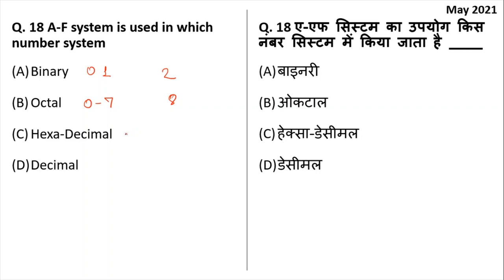Okay, hexadecimal is the number system which has 16 as the base. You have numbers from 0 to 9 and then you have letters from A to F. So in total there are 16, 10 numerals and 6 alphabets. That is why the base is 16. Decimal is between 0 and 9 and the base is 10. So the number system that has A and F, you can see clearly from the screen, is option C.